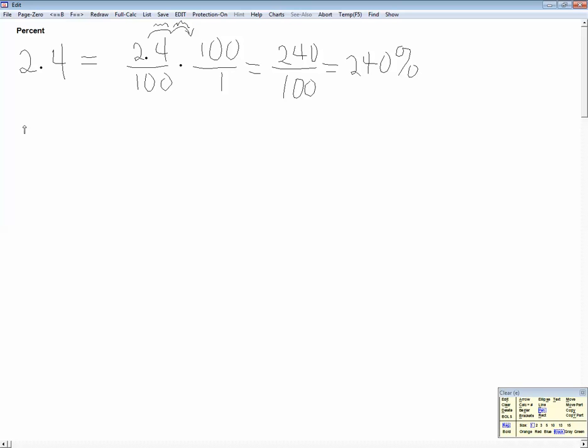Now let's do one more like that. We'll do it without all the intervening steps. If I want to convert that to a percent, I think I'm going to want to put a percent sign on there, so I've got to compensate by multiplying by 100. If I stick a percent sign on there, I'm implicitly saying divide by 100. You can't just do that. You also have to multiply by 100.